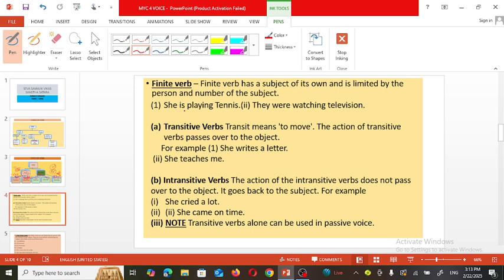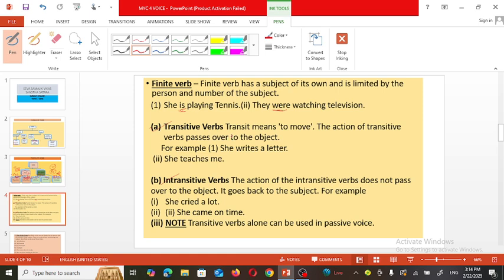She is playing tennis. She is playing tennis. Is. Instead of she, suppose a plural subject is there, then there will be a change in this. They were watching television. Were. So if we change the subject, she or they, then accordingly we need to change the auxiliary, were. So finite verbs can be classified as transitive and intransitive verbs.